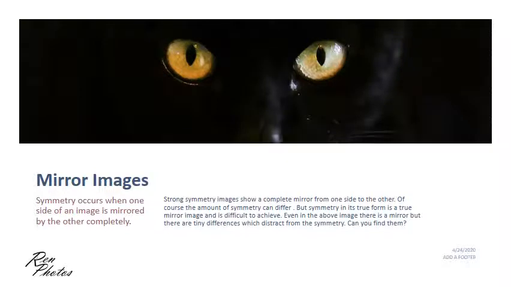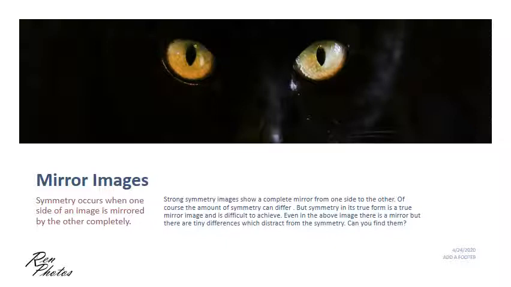So when one side of the image is completely reflected on the other side of the image, it creates a mirror. This can be a really powerful compositional element, but it's not always very easy to achieve, especially with moving subjects. It can be very difficult. You can also have varying degrees of symmetry, so you can play around with this later. But for now, all we really want to do is to try and get a completely symmetrical image.